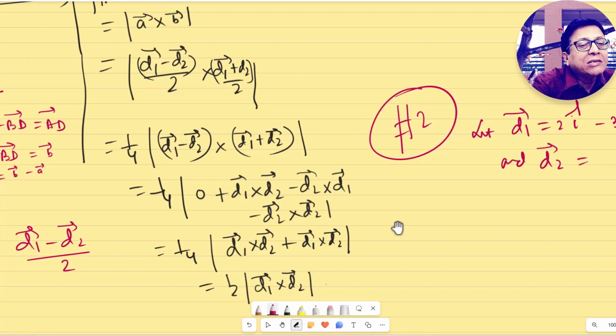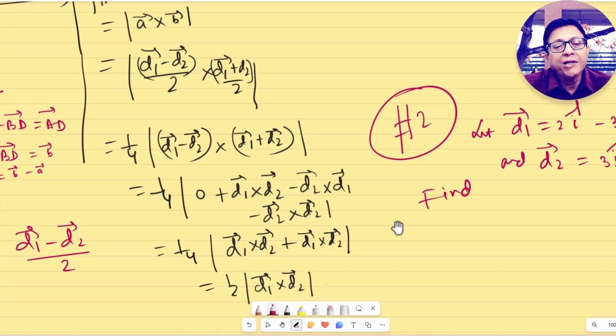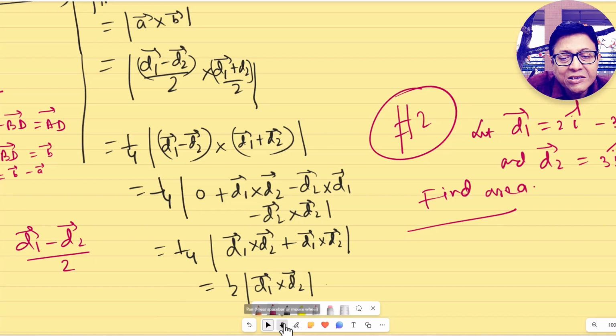Now, two diagonals given, you need not find a and b. If you remember this formula, directly you apply it. Okay? You can find the area of a parallelogram in terms of the diagonals. Just let us solve one simple example.